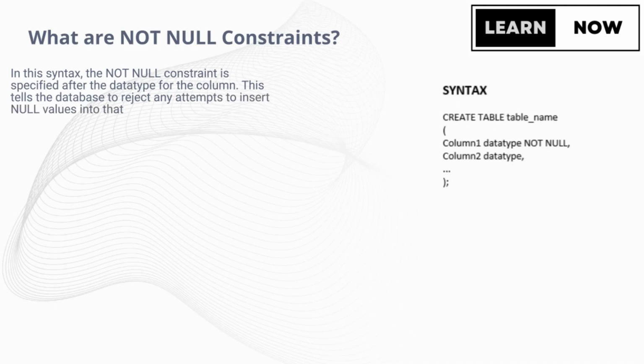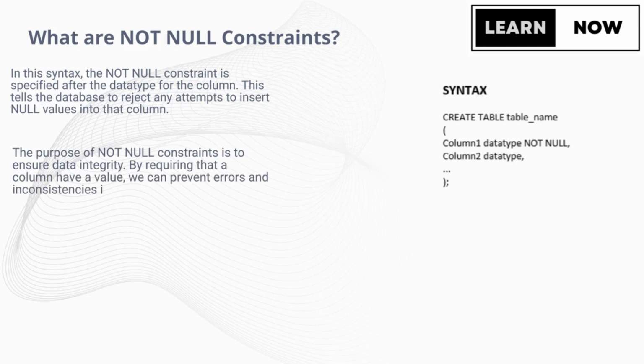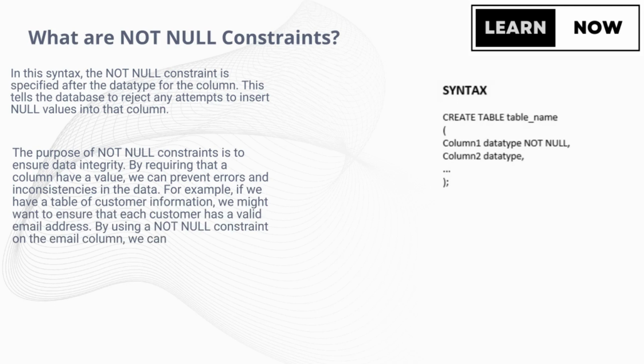Purpose of not null constraints. The purpose of not null constraints is to ensure data integrity. By requiring that a column have a value, we can prevent errors and inconsistencies in the data. For example, if we have a table of customer information, we might want to ensure that each customer has a valid email address. By using a not null constraint on the email column, we can ensure that the email address is always present and valid.